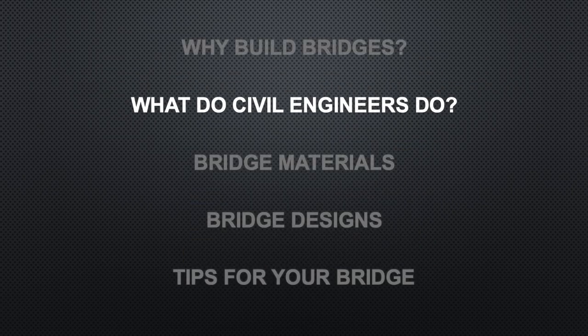Okay, so the next point I'm going to talk about is, what do civil engineers do? There are many different kinds of engineer. Mechanical engineers build vehicles, and they also build the machinery that makes all the stuff that we use, from lunchboxes to pens to the International Space Station. They're all built by mechanical engineers.